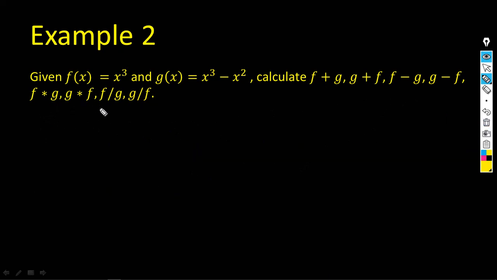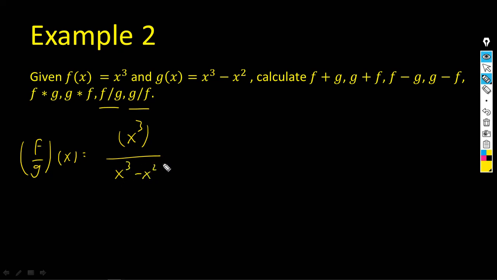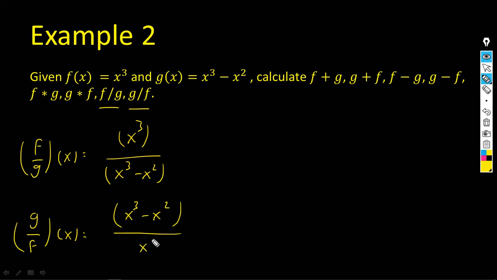And finally, f over g and g over f. So let's write f over g of x is equal to f over g. Okay, and we cannot simplify this. And g over f of x will be g, which is this, over f, which is this. And as you can see, these two things are different. This fraction and this fraction are different.